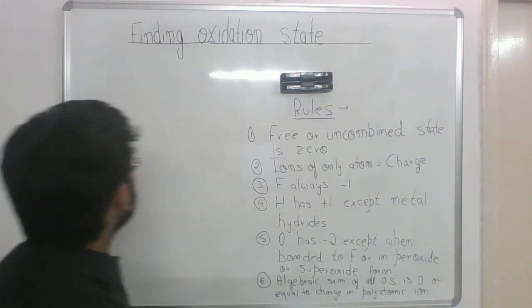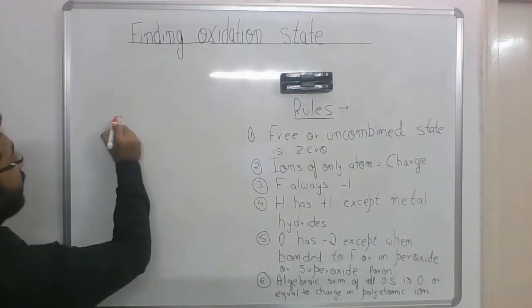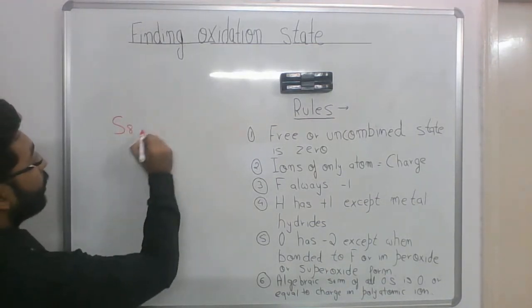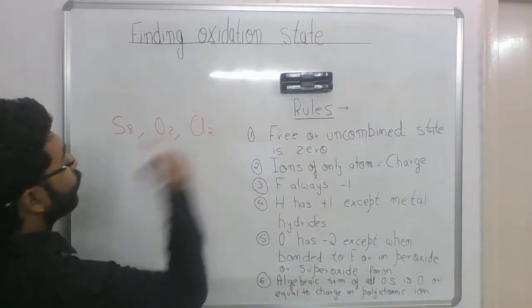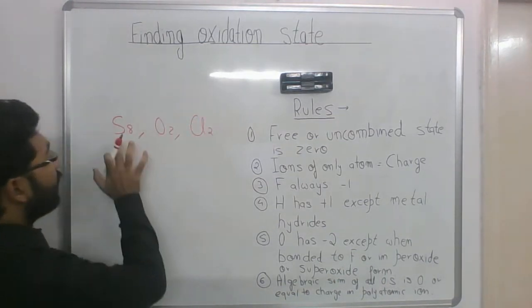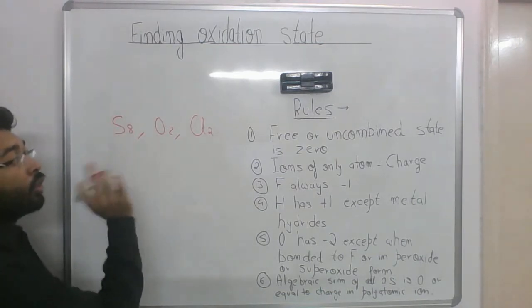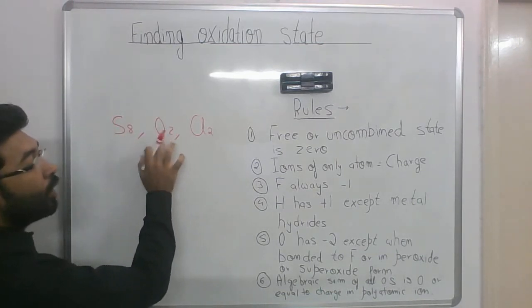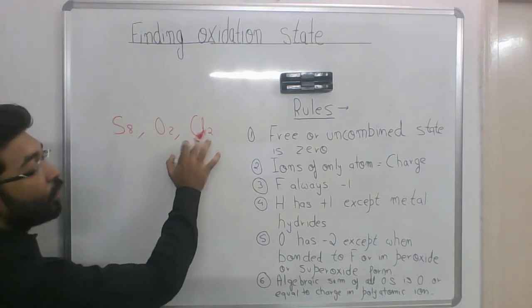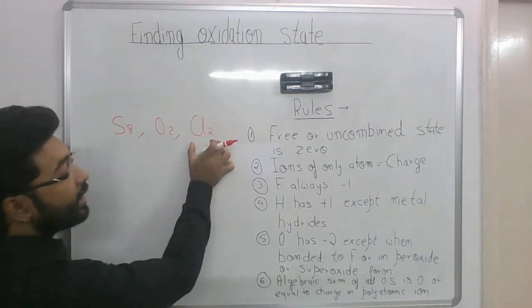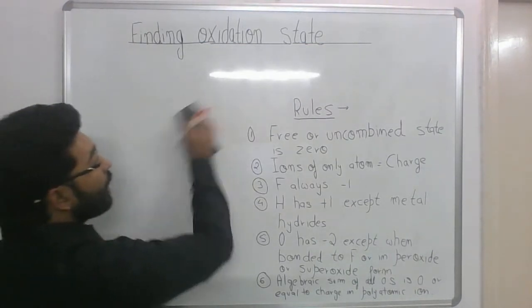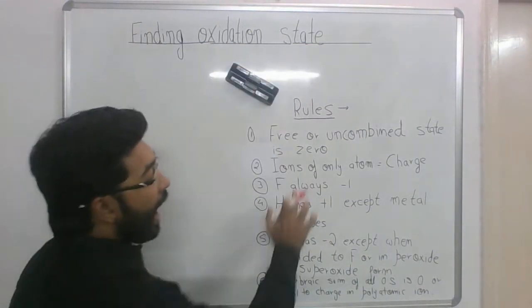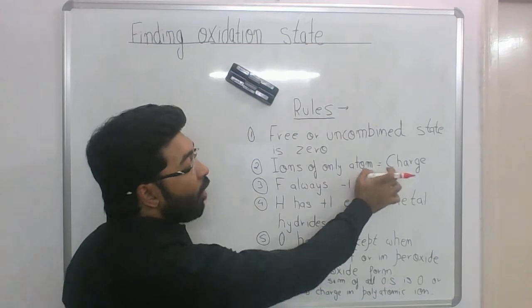That is, if we take a molecule like S8 or O2 or Cl2, the oxidation state of sulfur in S8 will be 0. The oxidation state of oxygen in O2 will be 0. The oxidation state of chlorine in Cl2 will be 0 because these are the free or uncombined state of those elements.